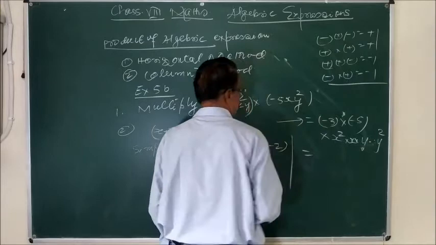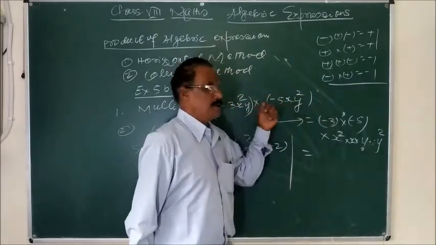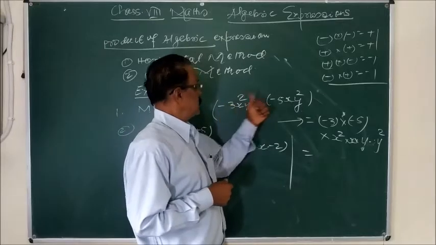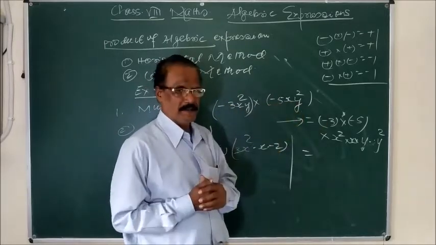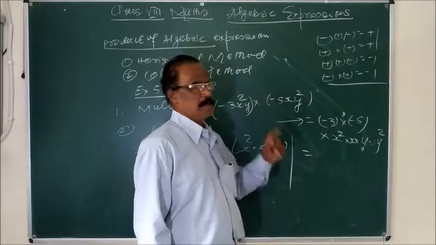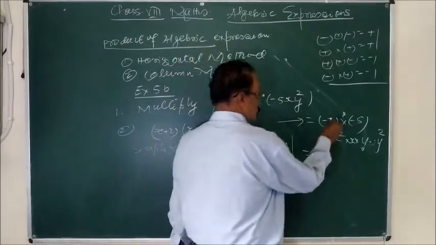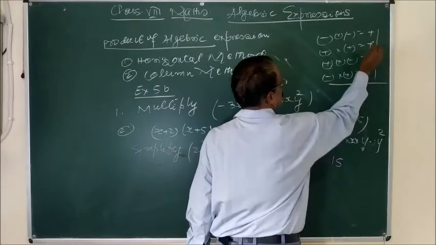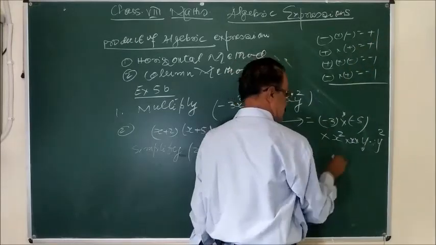So now you see we have to multiply these two. So what are you doing? You multiply the numerical coefficients, and then we multiply the variables. So 3 into 5, 15, minus into minus, plus. So this will be plus.